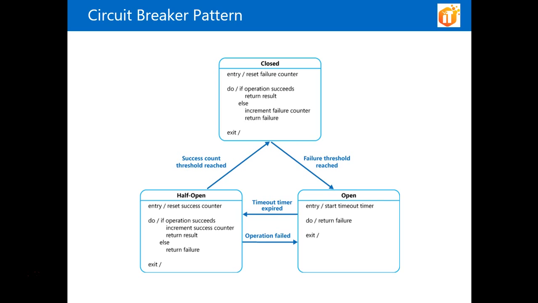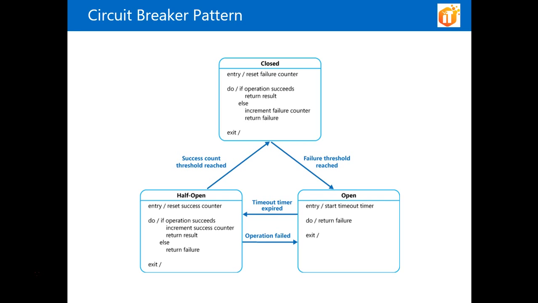The circuit breaker pattern provides stability while the system recovers from failure and minimizes the impact on performance. It can help to maintain the response time of the system by quickly rejecting a request for an operation that's likely to fail, rather than waiting for the operation to time out or never return.